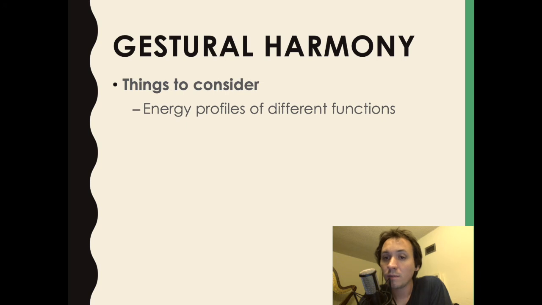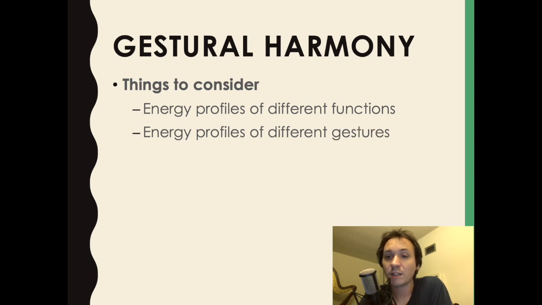One being the energy profiles of the functions of harmony. The tonic is generally stable and at rest, while the dominant tends to have a high degree of tension. From there, I considered the energy profiles of the gestures themselves. Trills might have a lot of tension, but they might not imply much directional motion, whereas scales have a strong sense of directionality, but their speed greatly alters their sense of tension.